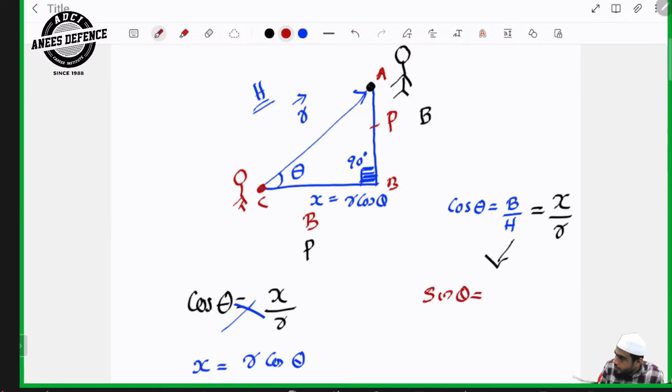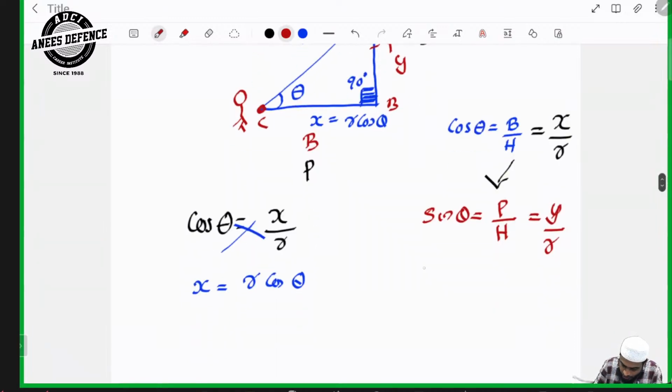What is sin theta? Perpendicular upon hypotenuse. Who is perpendicular here with respect to theta? P is AB. So if you are putting Y here, that is Y by R. So you are getting a relation: sin theta equals Y by R.